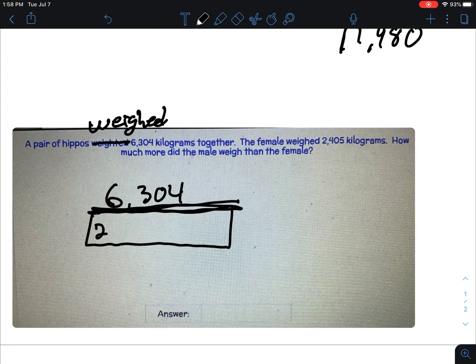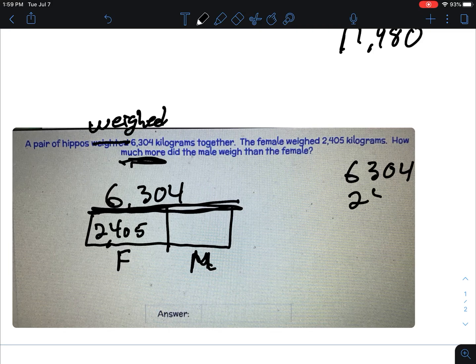All right, the female weighed 2,405 kilograms. How much more did the male weigh than the female? Okay, not how much did the male weigh, how much more. This one's tricky, but in order to figure that out, first here's the female, here's the male. In order to figure that out, first we have to find out how much the male weighed. So how would you figure out how much the male hippo weighed?